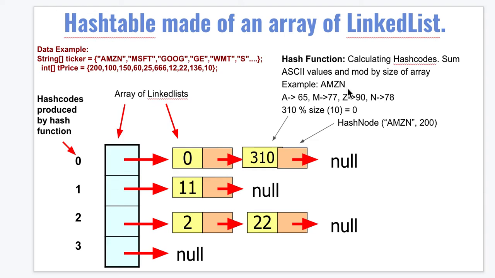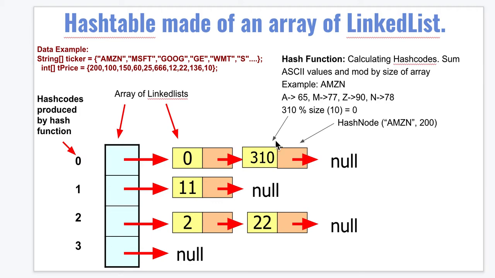So if we're looking at Amazon as our example, these are the ASCII values for each of those characters that make up the stock ticker symbol. Sum them up, that's 310. You mod it by the size, which is in this instance 10, and so we get 0. So this is going to go in spot 0. So there was already something in here, let's say, and so it's going to be in the second spot of the linked list that's in that array, and that's how it's determined.